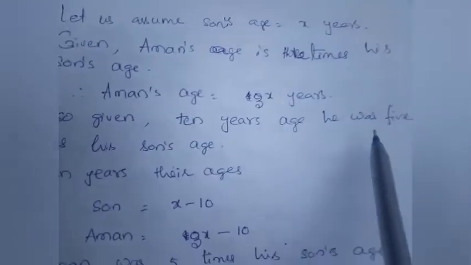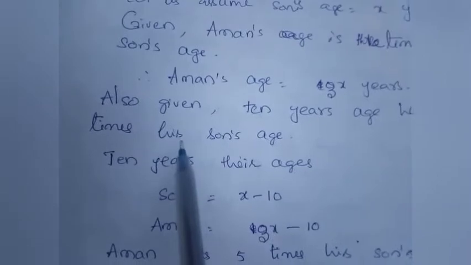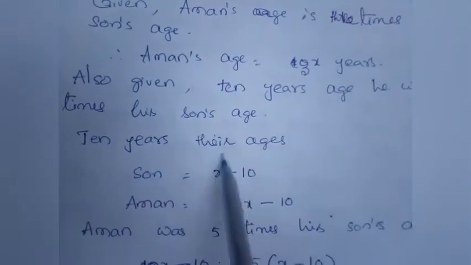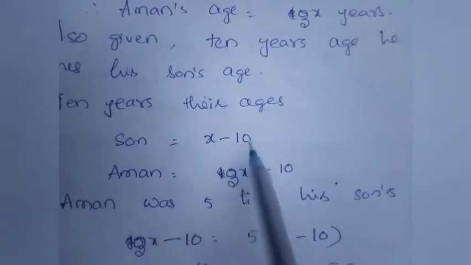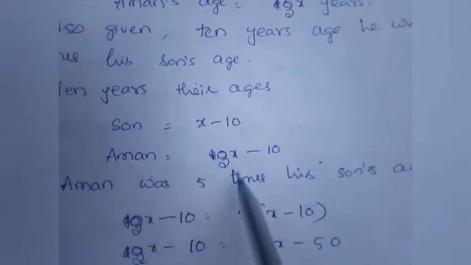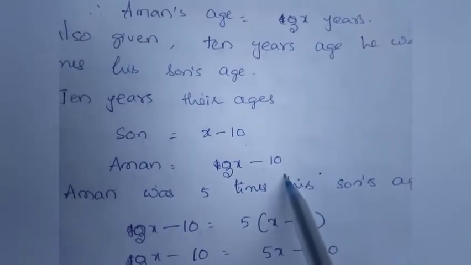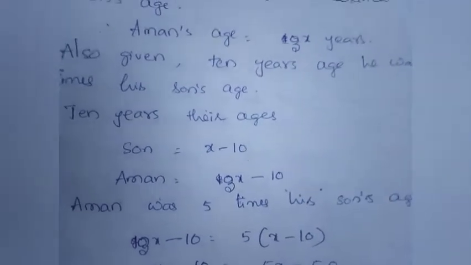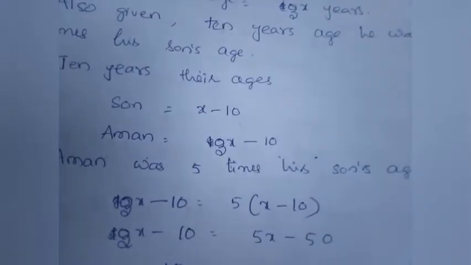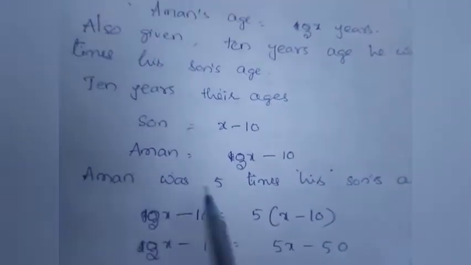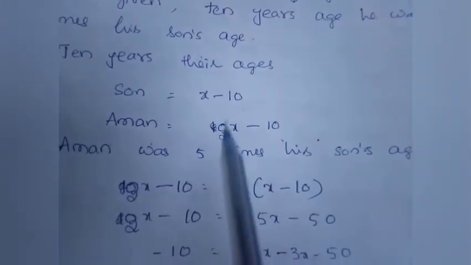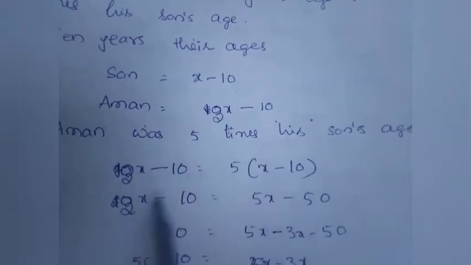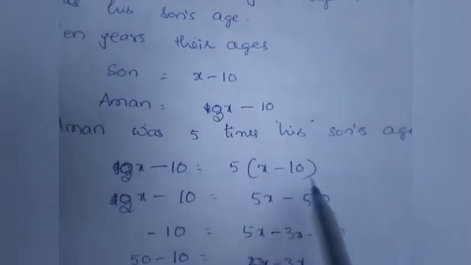Also given 10 years ago, he was 5 times his son's age. 10 years ago means 10 years before. So son's age is equal to x minus 10 years. Aman's age is 3x minus 10 years. 10 years ago means we have to subtract 10. 10 years after means we have to add 10. Aman was 5 times his son's age. So what is it before 10 years? His age was 3x minus 10 is equal to 5 into x minus 10.